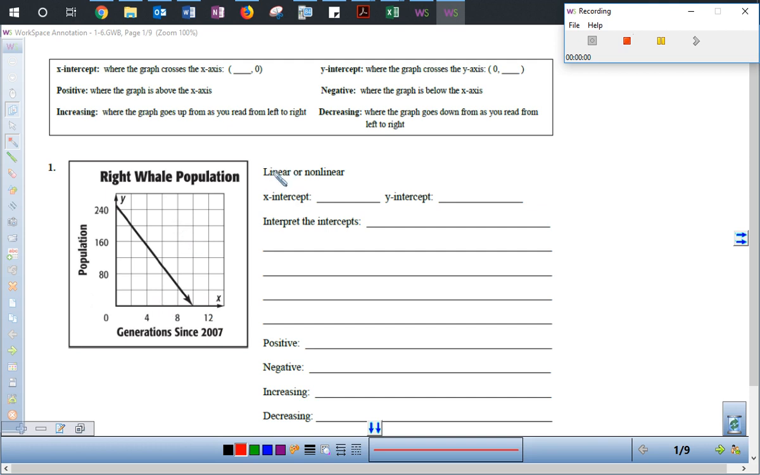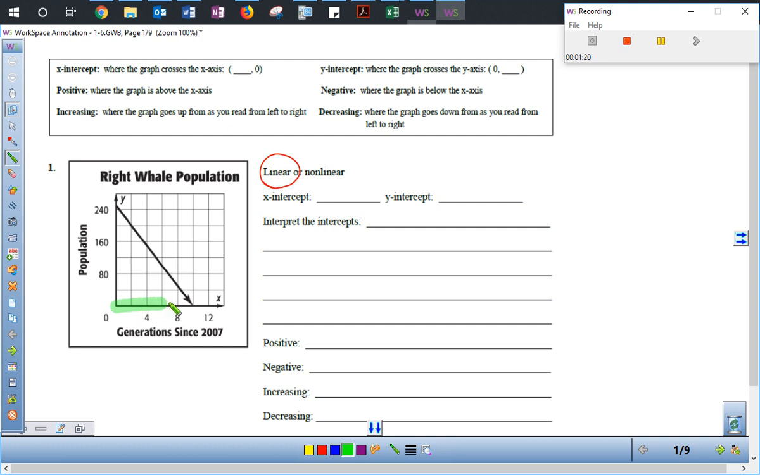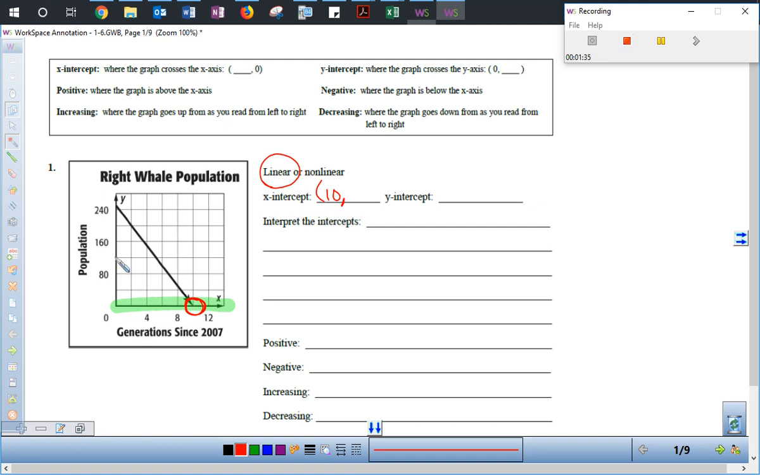Now the first question they want to know is, is this linear or is this non-linear? So is it a straight line or not? And this is a straight line, so this is linear. Then they want to know the x-intercept. So according to this up here, the x-intercept is where the graph crosses the x-axis. Now the x-axis is right here, and my graph only touches the x-axis in one place, right here. So we just need to write the ordered pair for that point. Now the x value at that point is 10, comma, the y value at that point is 0, so the x-intercept is 10, comma 0.